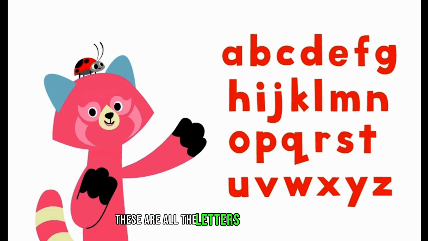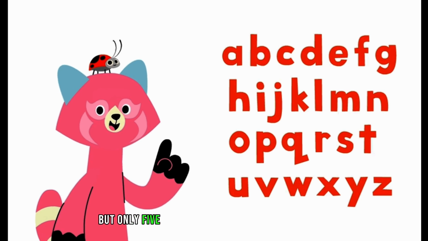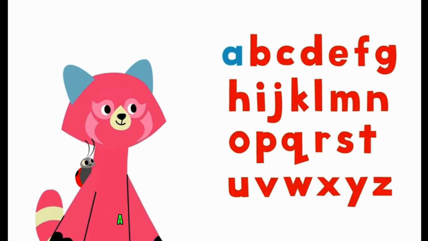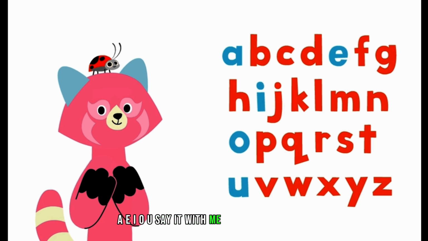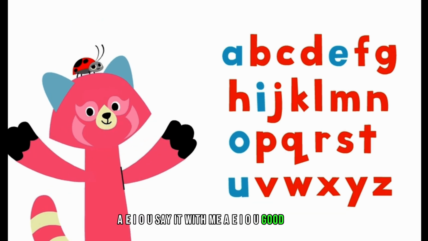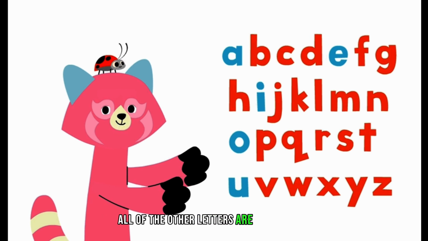These are all the letters of the alphabet. But only 5 letters in the alphabet are vowels. A, E, I, O, U. Say it with me. A, E, I, O, U. Good work. All of the other letters are consonants.